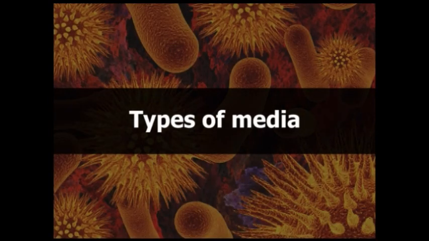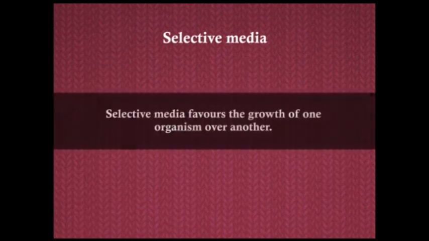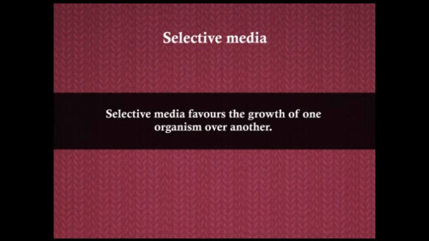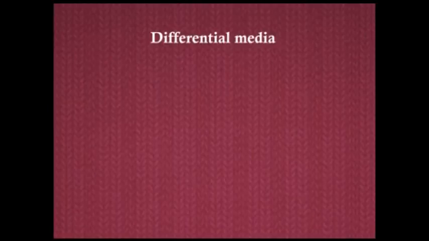So now we'll come to the different types of media. The first one is the selective media. Selective media favors the growth of one organism over another. For example, bile salt or dyes like basic fuchsin and crystal violet favor the growth of gram-negative bacteria, thereby inhibiting the gram-positive bacteria. And the second one is the differential media.